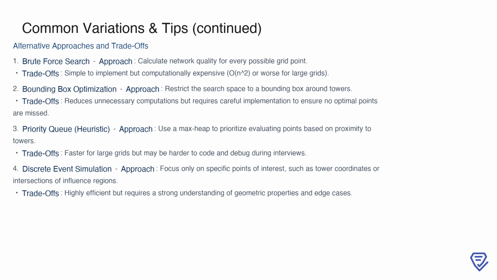Another approach involves using a priority queue or max heap to prioritize evaluating points based on their proximity to the towers. This can be faster for large grids but might be harder to code and debug during interviews. Finally, there's the discrete event simulation approach, where you focus only on specific points of interest, such as tower coordinates or intersections of influence regions. This is highly efficient but demands a strong understanding of geometric properties and edge cases.